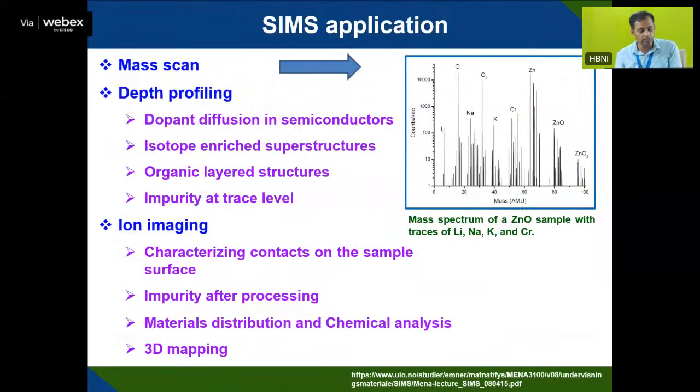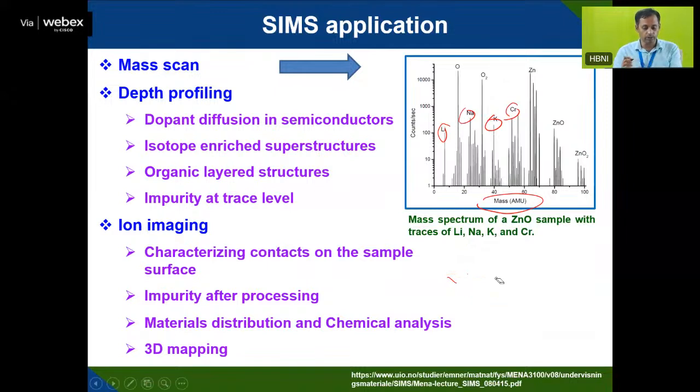In SIMS, secondary ion mass spectroscopy, you have a mass scan. Using that mass scan, you can identify whether lithium, sodium, potassium, chromium or whatever element is present in your material, depending on the mass. In addition, you can do depth profiling: you have a substrate structure, first the top surface, then you sputter to the second layer, then the third. So different depth profiles are possible.